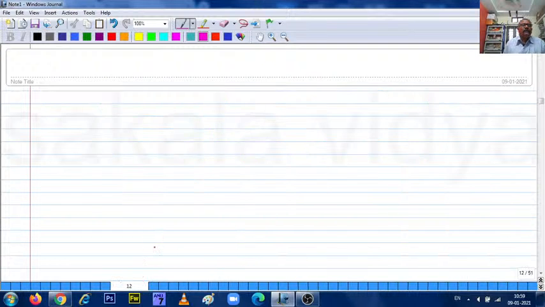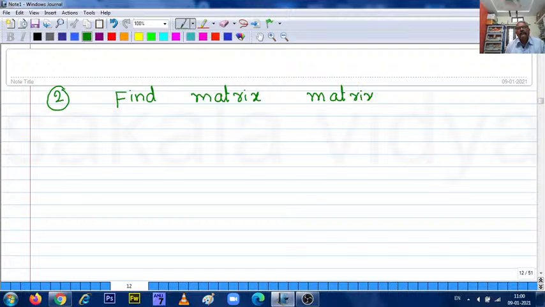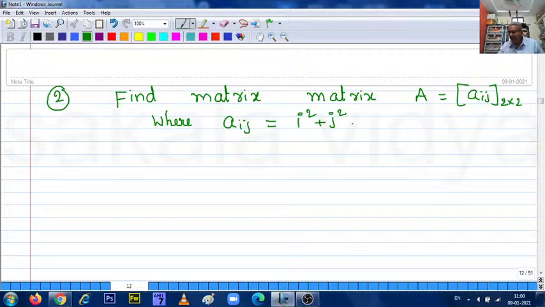Okay, now I will give one more example. You try to solve it now. Find matrix A equals to Aij of 2 by 2 where Aij equals to i square plus j square. Can you find out? So second order matrix we need to find out.